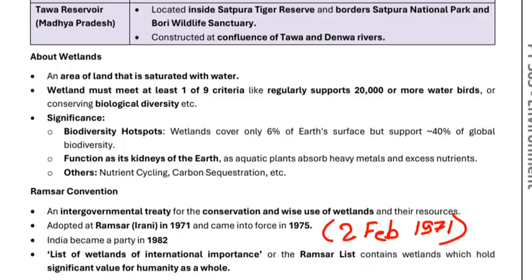Here it is given about the wetlands. An area of the land that is saturated with the water. A wetland must meet at least one of 9 criteria, like regularly supporting 20,000 or more water birds or conserving biological diversity, etc. The significance is, first, it is a biodiversity hotspot. Wetlands cover only 6% of the Earth's surface but support 40% of the global biodiversity. Next, it functions as the kidney of the Earth. Aquatic plants absorb heavy metals and excess nutrients. Others are nutrient cycling and carbon sequestration. These are the functions of the wetland.